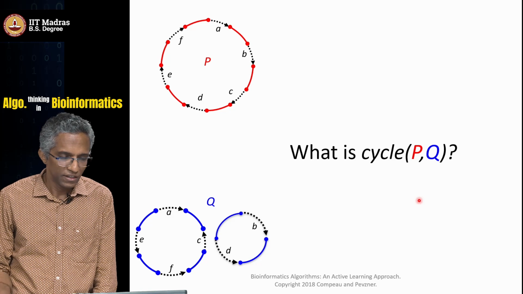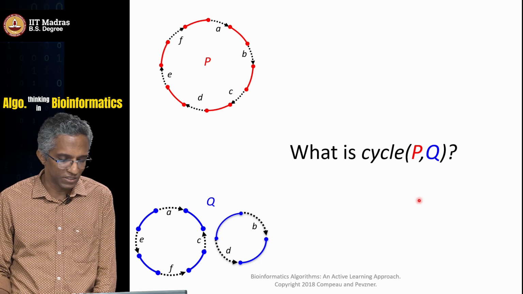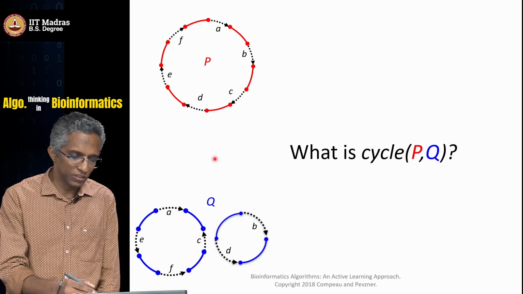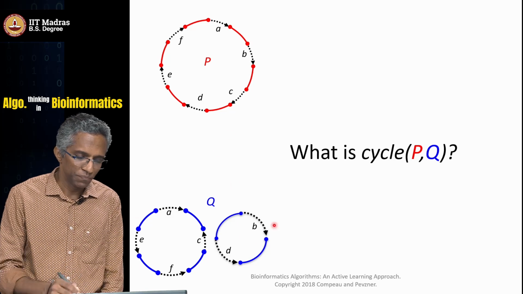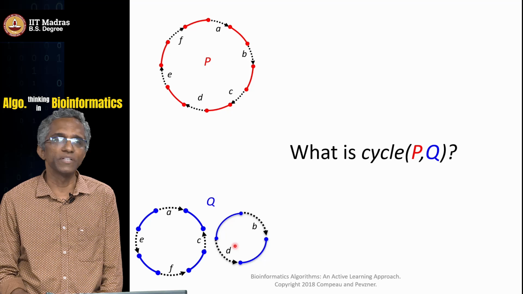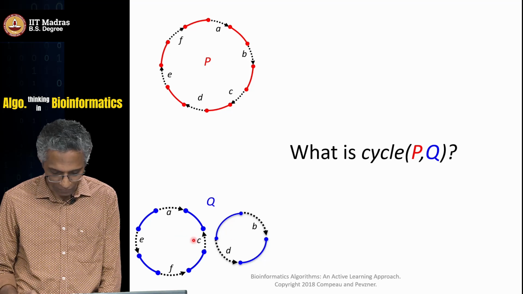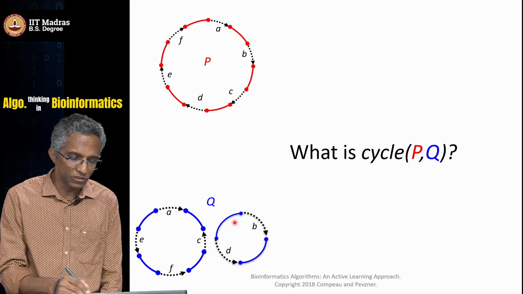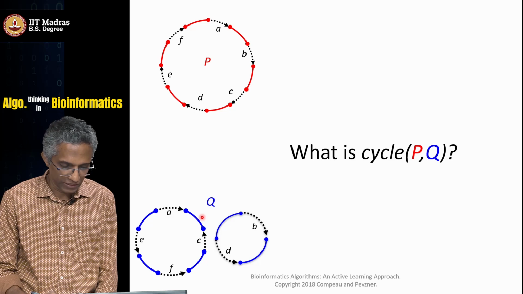Why is that? Let us look at one more example before we establish that fact. What is the cycle of P comma Q in this particular case, where P is the first permutation and you want to convert it into Q, which is another permutation? Again, remember that these are multi-chromosomal permutations, so you have two circular representations, one for each chromosome in Q. How does this one chromosome and ordering in P get transformed into these two chromosomes and their corresponding orderings in Q?